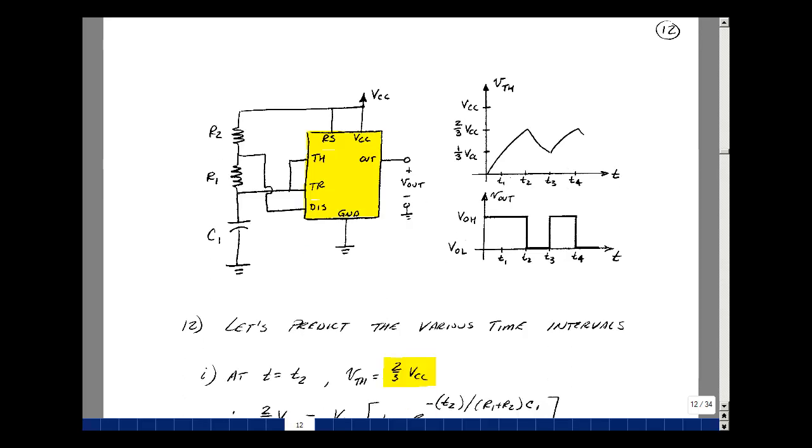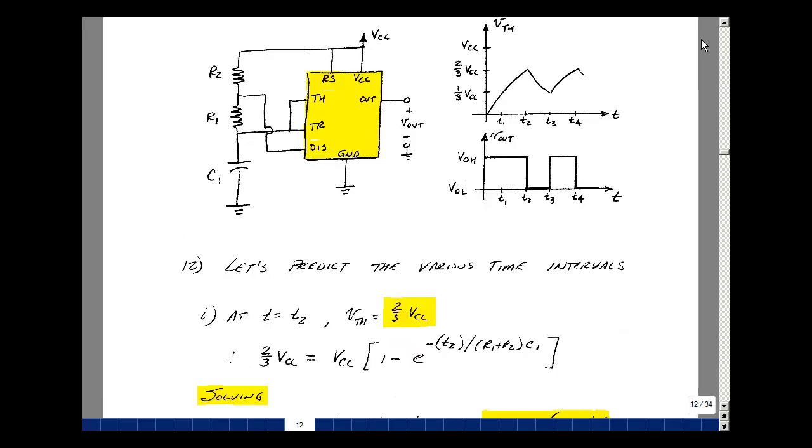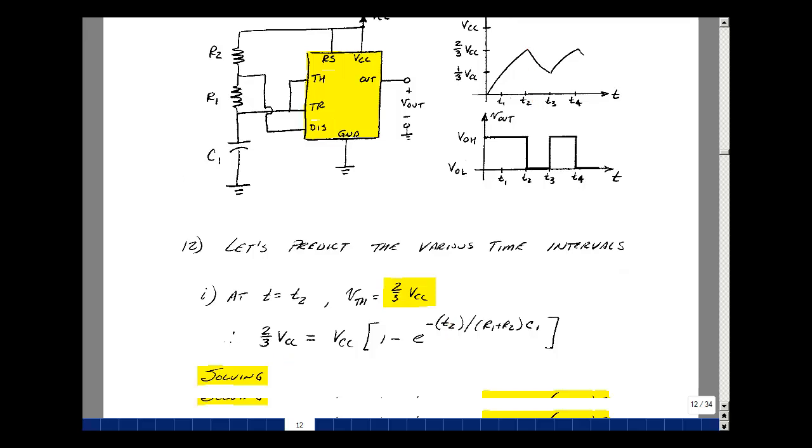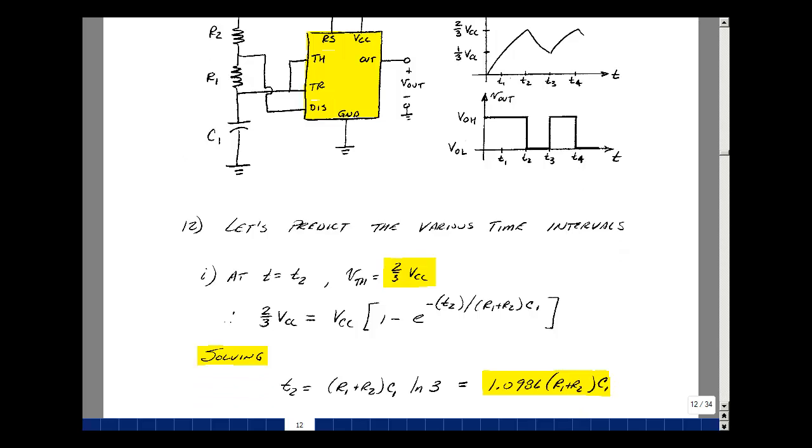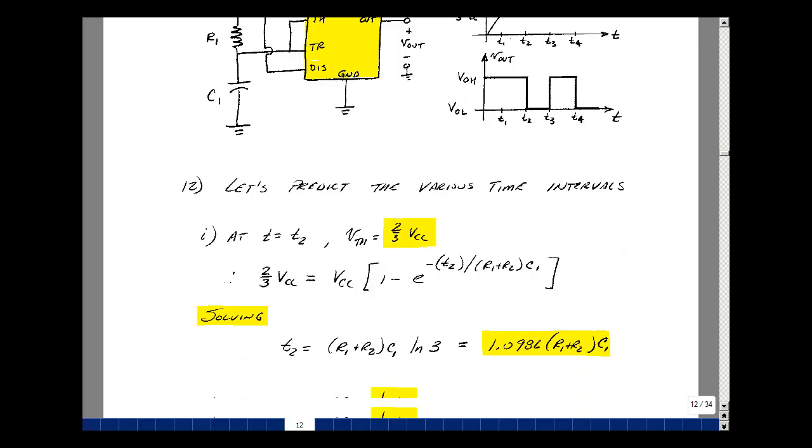Let's next predict the time intervals, T2, T3 minus T2, and then T4 minus T3. Back on page 8, we had a formula for the charging of the capacitor going from 0 to T2, and that was equal to this expression right here. I'm going to replace T by T2, and at the value of T2, we're equal to 2/3 VCC. So we can now solve for the interval T2 minus 0, or just T2.